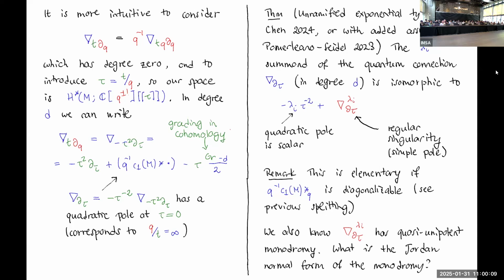Okay, so now we have each of these summands, and we know each has a quadratic pole. The quadratic pole is a very simple form, we can subtract it, and then we get a residual thing which has a quasi-unipotent monodromy, a regular singularity, and we can ask what is the structure of the Jordan blocks. That's the obvious next question.